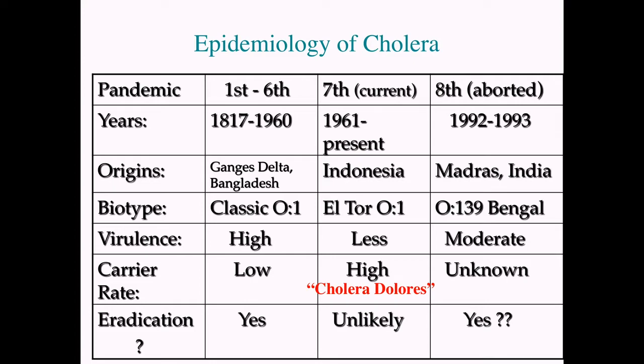So carrier rates are very low, classically. And eradication, we believed it could happen. Maybe even has happened. But what's really happened is that this strain, the classic O1, has largely been replaced by a different strain, which we now call, it's still O1, but it's different. It's called El Tor. El Tor is actually a small city on the Sinai Peninsula. This bacterium was isolated from pilgrims returning from Mecca in the first decade, or maybe the second decade of the 20th century.